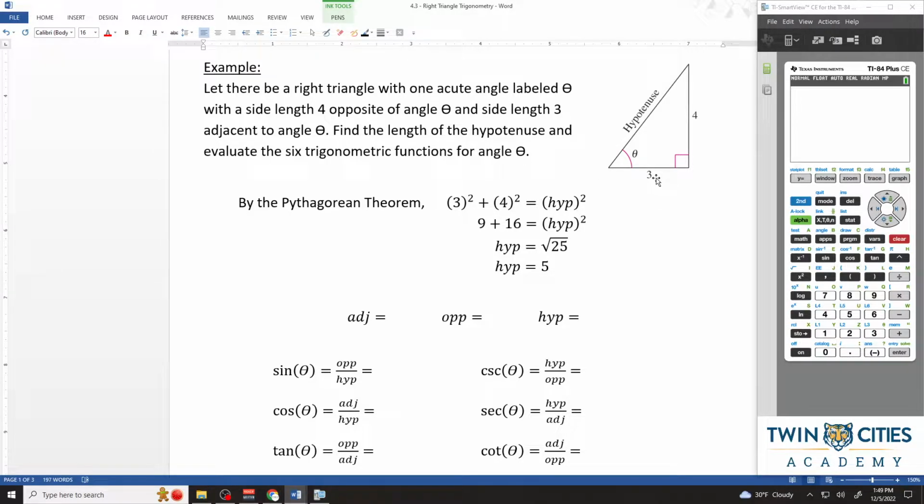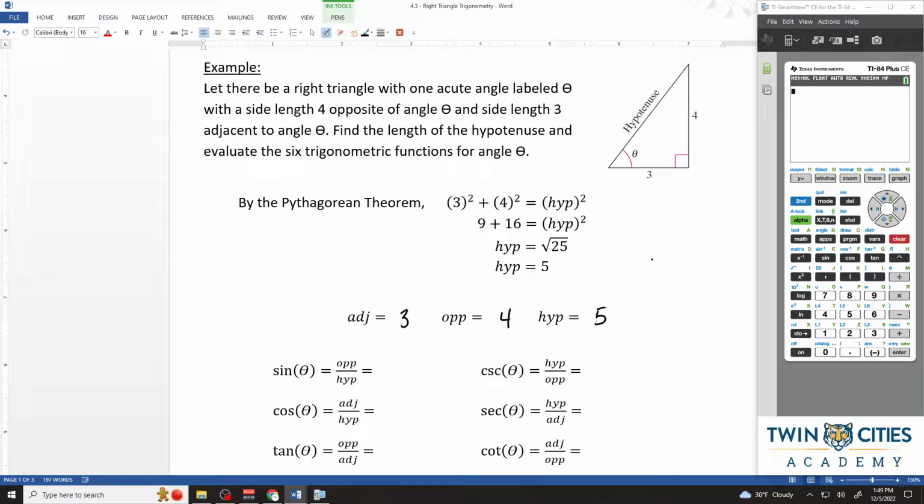Well, we know from the Pythagorean theorem that one leg squared plus another leg squared is equal to the hypotenuse squared. In this particular triangle, that's going to be 3 squared plus 4 squared equals the hypotenuse squared. Well, 9 plus 16 is 25. Square root of 25 is 5. So I can label here the adjacent is 3, opposite is 4, and hypotenuse is 5.